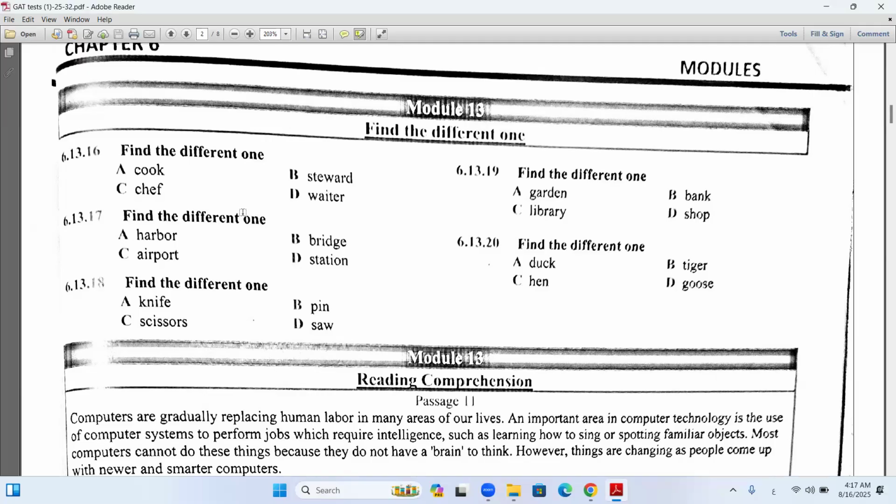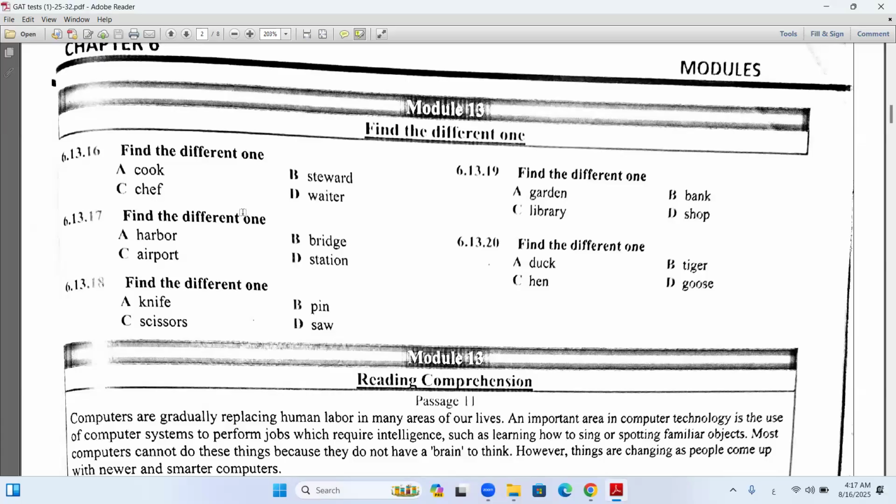He cooks. Perfect. Cooks what? Food. Good. What does a chef do? He also cooks. Perfect. What does a waiter do? He serves. Perfect. Serves what? Food and drinks. Good. What does a steward do? A steward. He washes the plates.